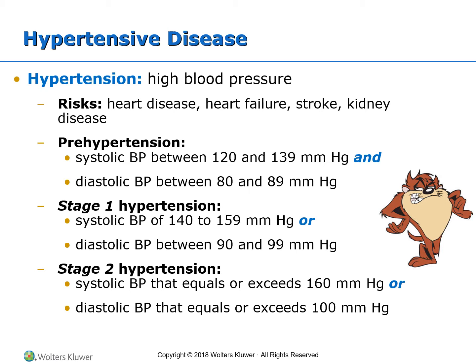Stage 2 hypertension is systolic blood pressure that equals or exceeds 160 millimeters mercury, or a diastolic pressure that equals or exceeds 100 millimeters mercury. The parameters defining hypertension were neither addressed nor changed by the 8th Joint National Committee on Prevention, Detection, Evaluation, and Treatment of High Blood Pressure in their 2014 report, but recommendations for pharmacologic treatment were identified according to age, race, and the presence or absence of diabetes and chronic kidney disease.